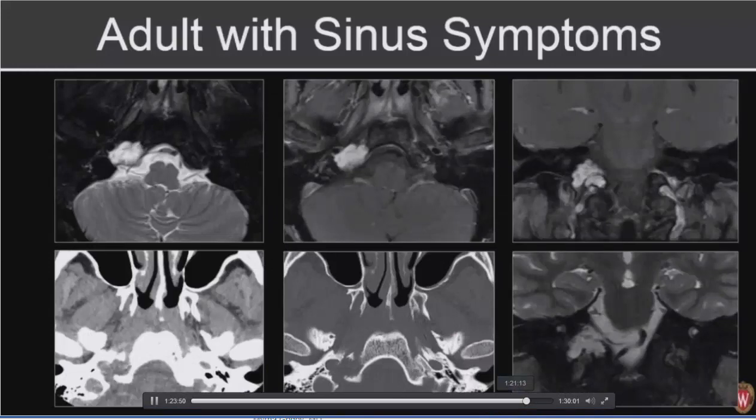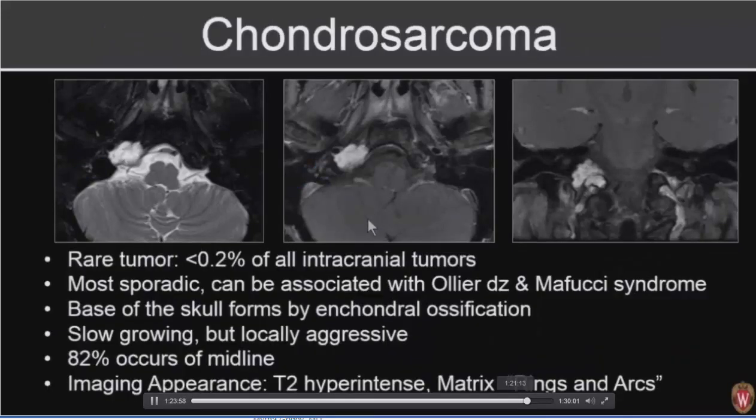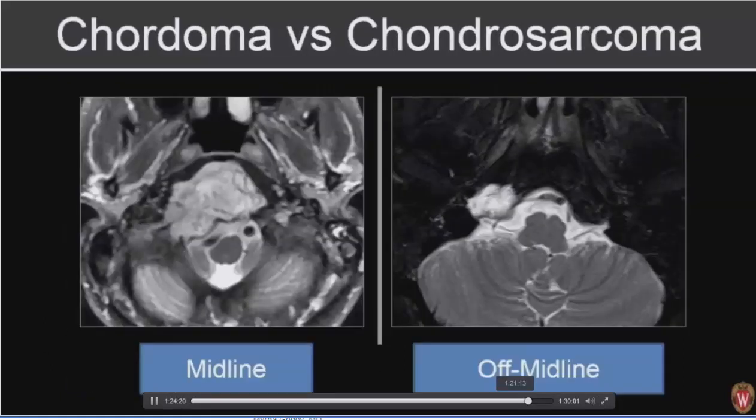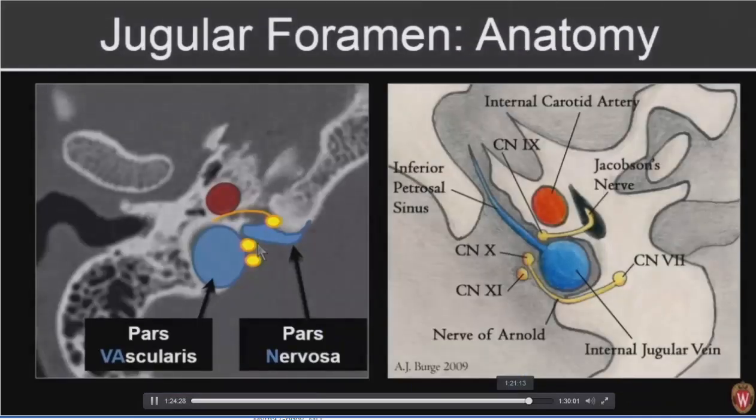So the patient went on to get an MR, and we can see that the lesion is very bright on T2, and it enhances. And we can see that this is an example of a chondrosarcoma. So it's also a rare tumor. The imaging appearance is T2 hyperintense, and the matrix is typically this rings and arcs kind of configuration. And 82% of cases occur off midline. So that off midline location and that very bright signal on T2, those are the features that are going to help you think and consider chondrosarcoma on your differential. So chordoma versus chondrosarcoma, chordoma typically midline, and then chondrosarcoma typically off midline.